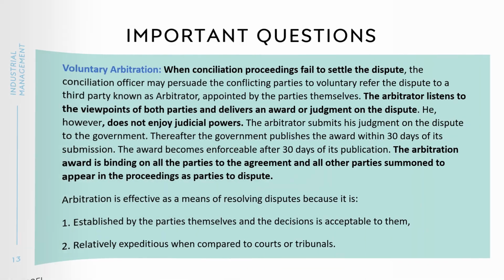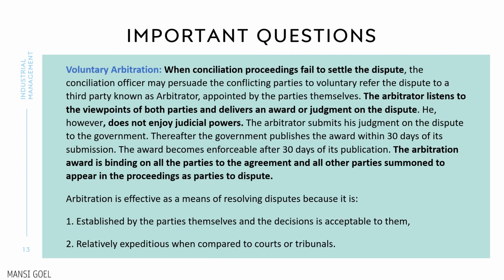Voluntary arbitration. When conciliation proceedings fail to settle the dispute, the conciliation officer may persuade the conflicting parties to voluntarily refer the dispute to a third party known as arbitrator, appointed by the parties themselves. The arbitrator listens to the viewpoints of both parties and delivers an award or judgment on the dispute. He, however, does not enjoy judicial powers.